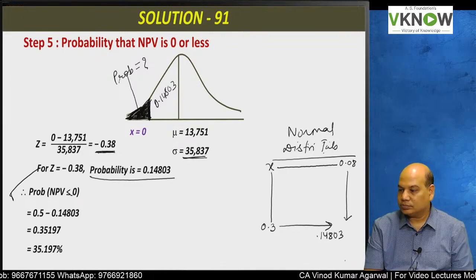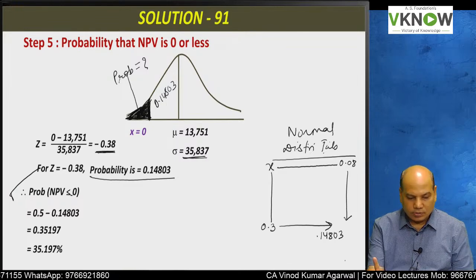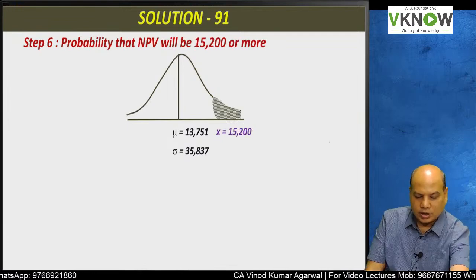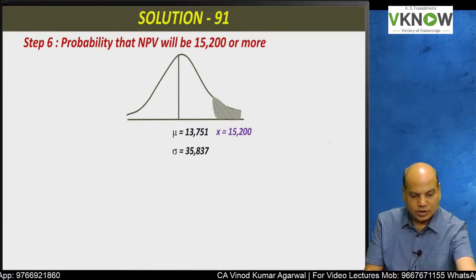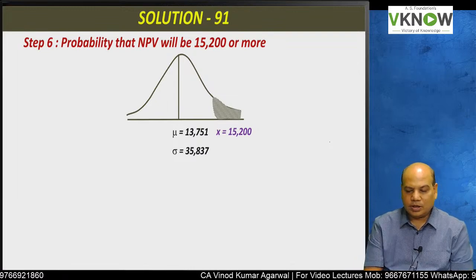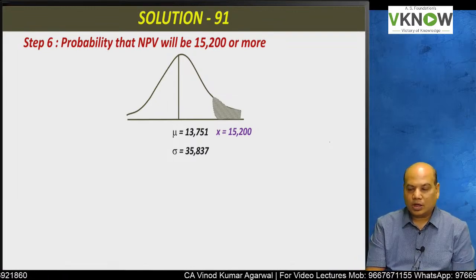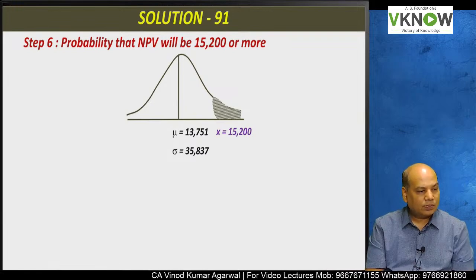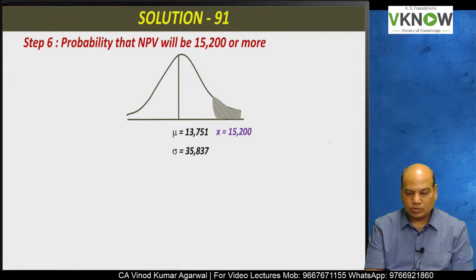Okay. Any query up to this? One more probability they have asked you. Step 6 write probability that NPV will be 15,200 or more.